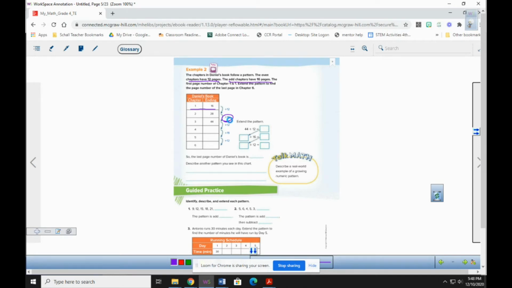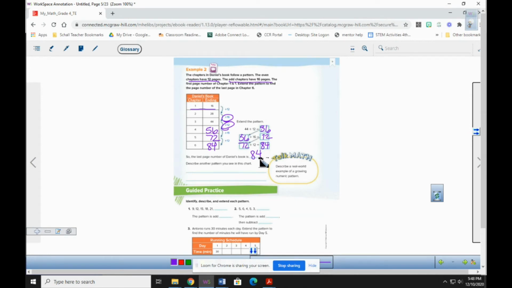Chapter 4 is even. So we're going to add 12 this time. 44 plus 12 is 56. Plus 16, because chapter 5 is odd, is going to be 72. Then 72 plus 12 is 84. Chapter 6 is going to end on page 84.